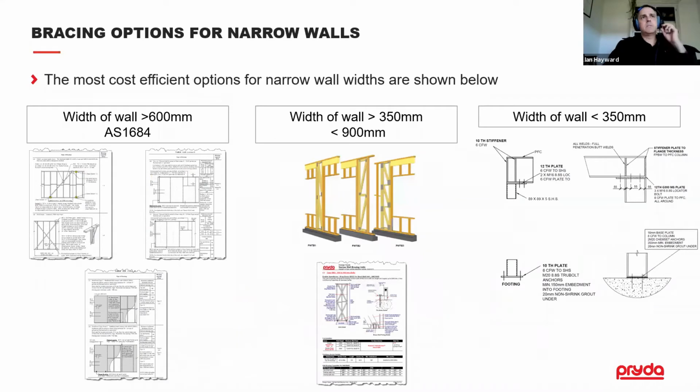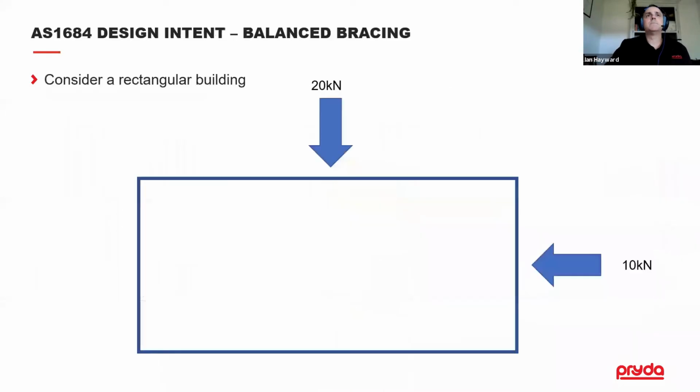If we look at the different types of bracing systems that are available and what's most cost efficient, usually above 600 mil, the 1684 has a number of available bracing units that are quite efficient. Below 600, the performance of those types of units drops off, and so you move to these proprietary systems. And then below 350, these types of systems become quite onerous in their tie downs, and they don't become as effective, and so then you have to move on to steel portal frames.